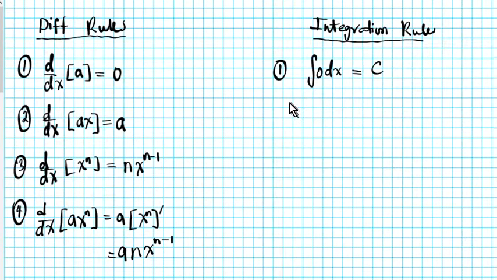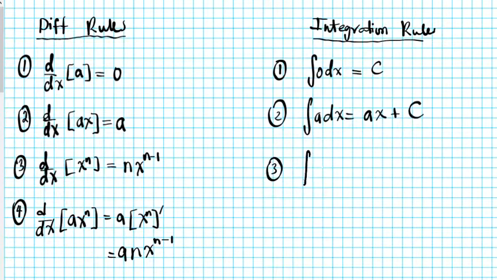It represents any number. Number 2. What's the integral of a constant? You ask yourself, what do I differentiate to get a constant? Look here, ax. If you differentiate ax, you get a constant. So if you integrate a constant, you get that constant multiplied by x. And you add c, because everything is plus 0, right? And then when you integrate 0, what do you get? C.